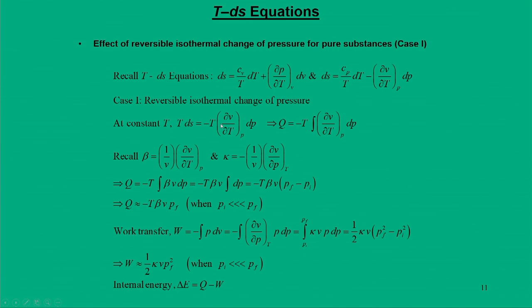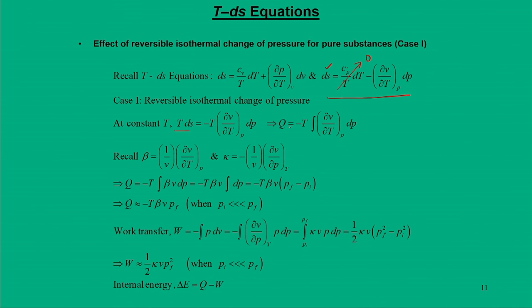So, you can recall the TdS equations. Here we will talk about the TdS equations in terms of pressure. We will use the equation dS is equal to Cp by T dT minus (dou V by dou T) at constant P into dP. Now, a reversible isothermal change of pressure will lead to this first term going to 0. So, at constant T, we can write this equation as T dS is equal to minus T (dou V by dou T) at constant P into dP.